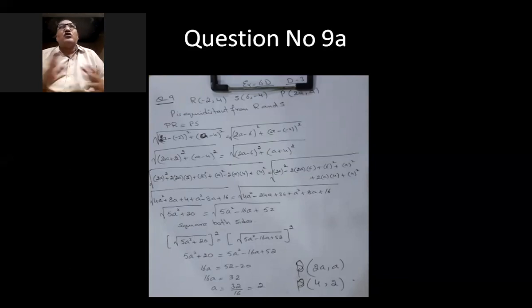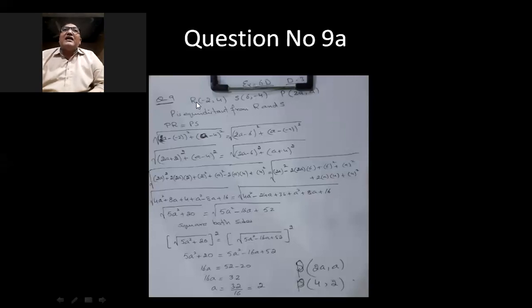So we now know the coordinates of the 3 points. The given condition is in the first part, he says, find the coordinates of P. A point P is equidistant from R and S. Equidistant means that its distance from the R and its distance from the S is equal. So it means that the PR is equals to PS.